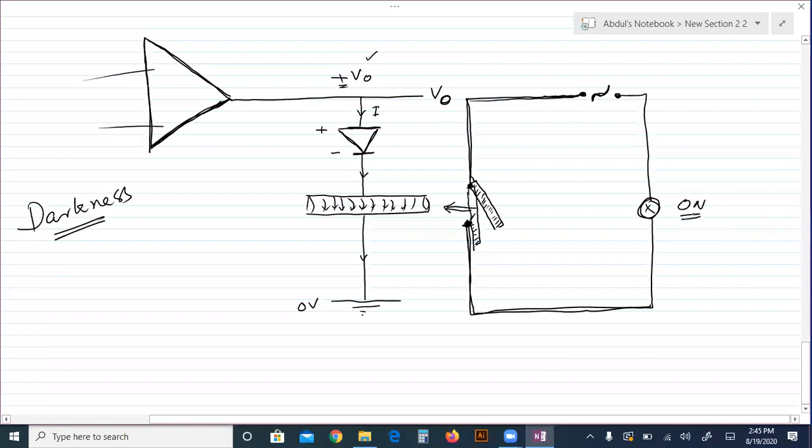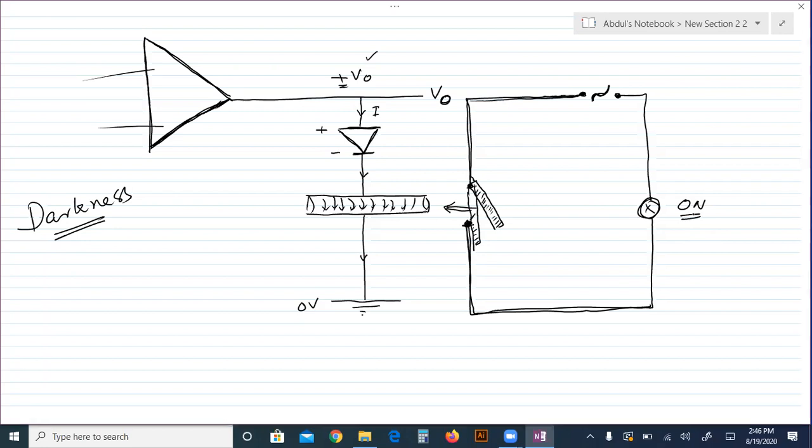Meaning after the sunset, there will be darkness. Output will be positive. The diode is a conductor. The electromagnet is there, which attracts the iron leaf. And due to attraction, contact is made, and the street light goes on.